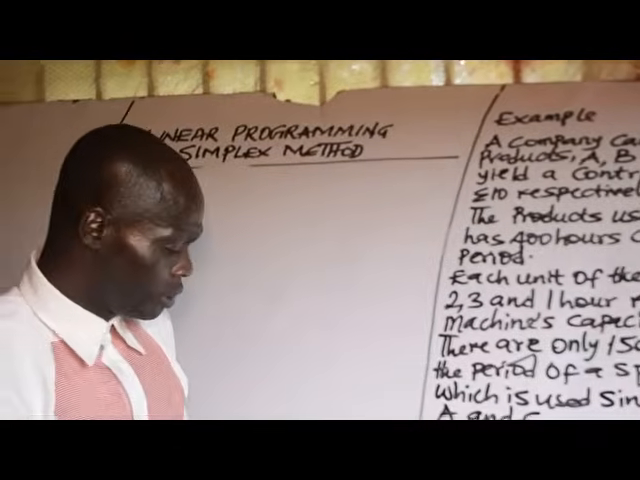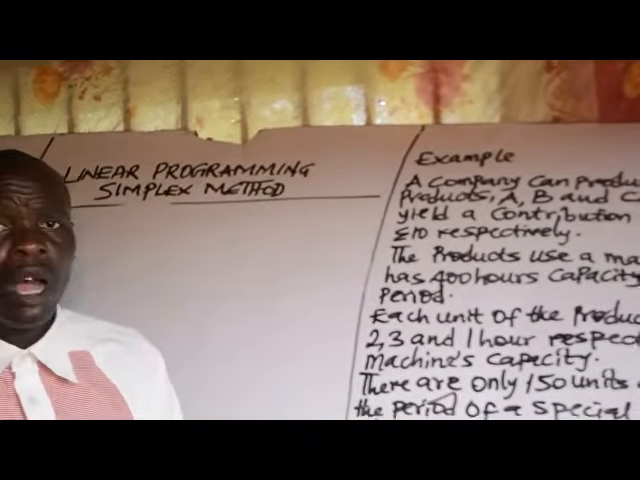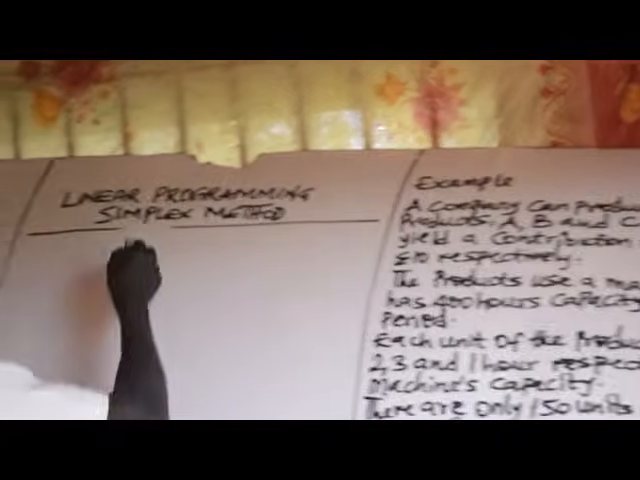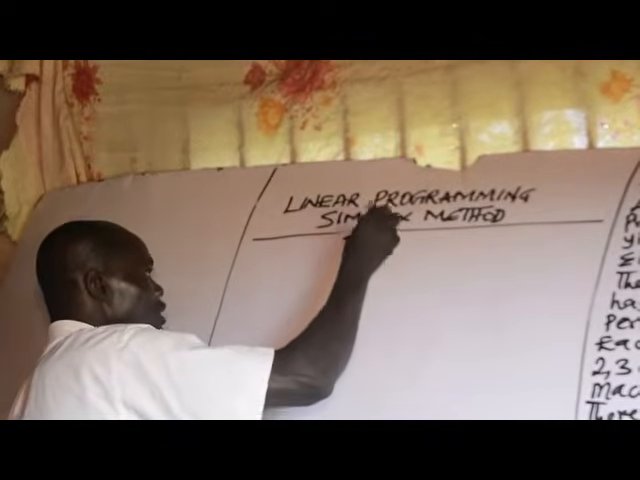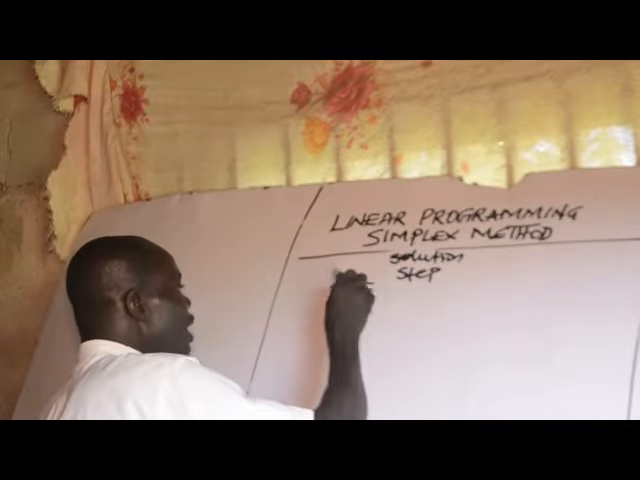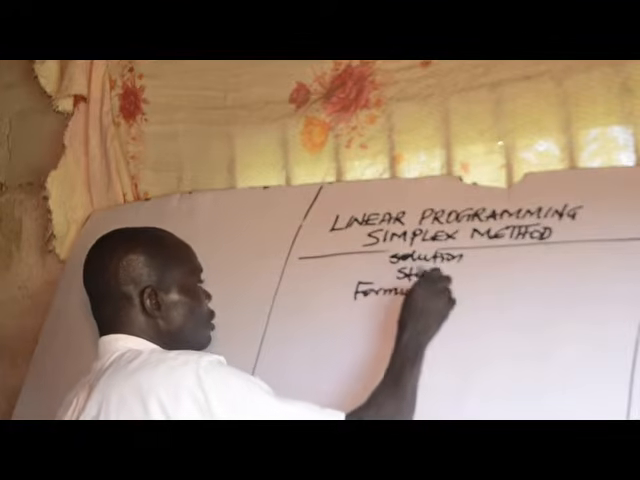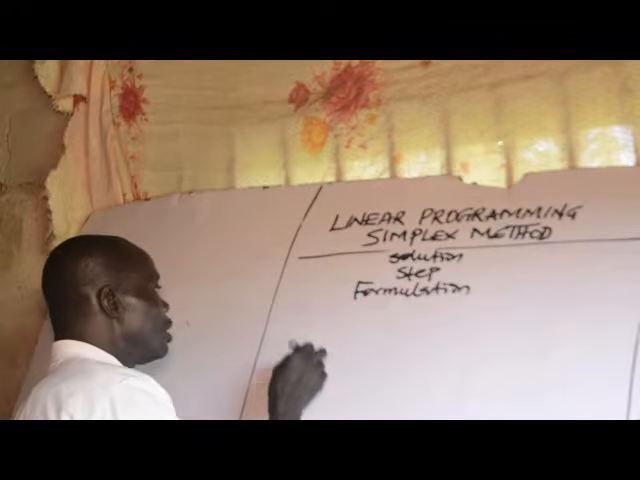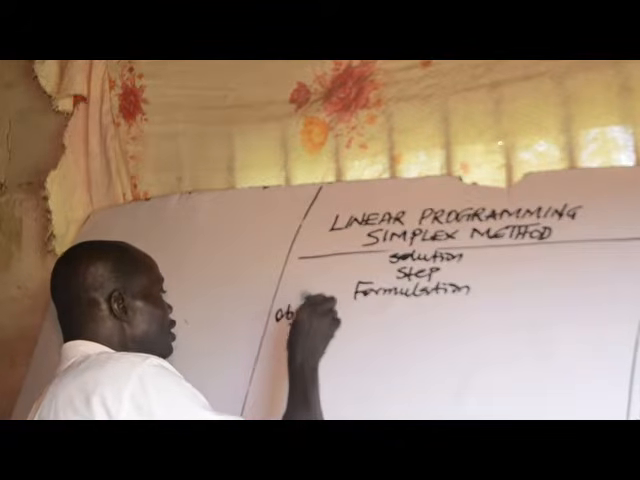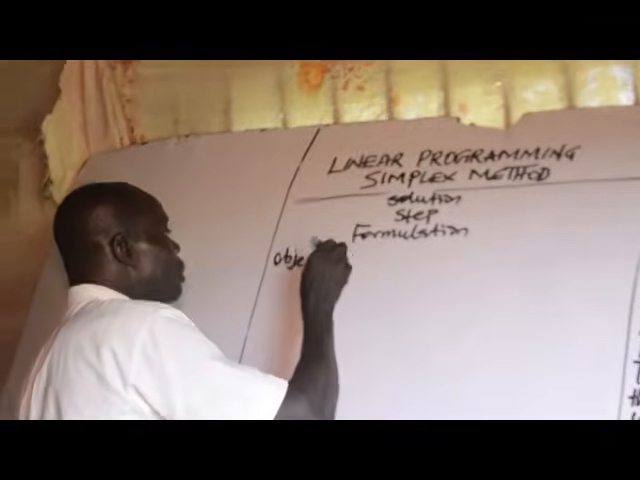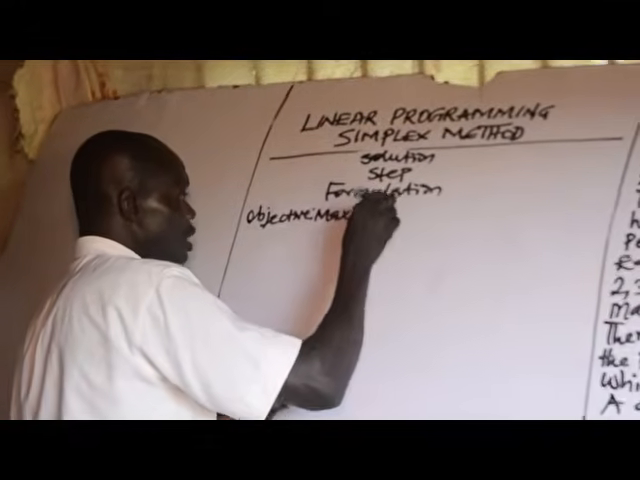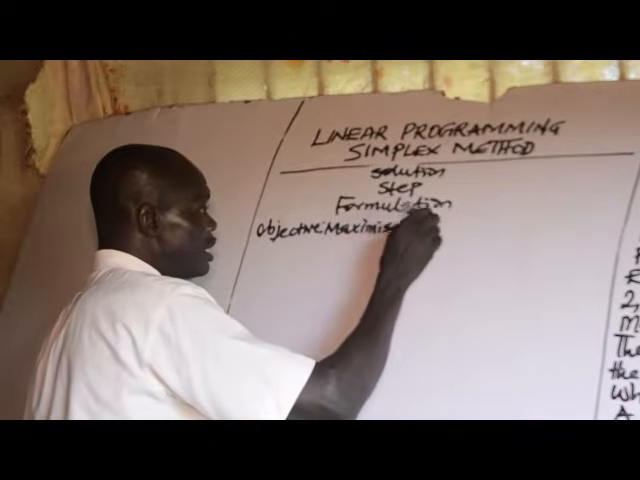Now, I have told you, in my previous video, I have explained how to formulate linear programming. Now, solution. The first step is the formulation. Step 1, we have the formulation of the linear programming. Now, the first thing will be the objective function. Objective in this case will be to maximize. You want to maximize the contribution. Let's denote that by Z.